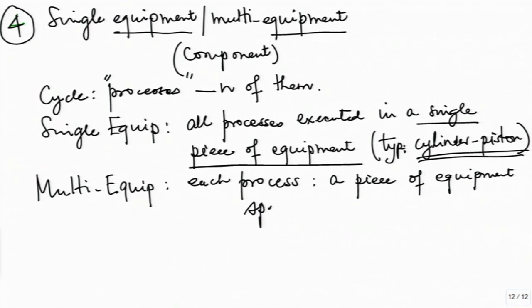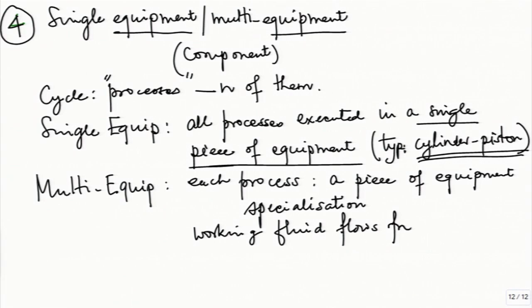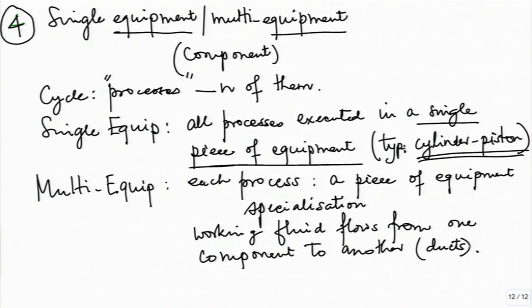So, there is specialization possible, and because there are different pieces of equipment, the working fluid flows from one component or equipment to another, and connecting ducts are used for this purpose. The advantage here is that you can have for each process in the cycle a very specialized component to execute that process. Consequently, each process can be executed in a much better way than in a single piece of equipment, because it's very difficult to optimize a single piece of equipment to execute all the processes with equal finesse.